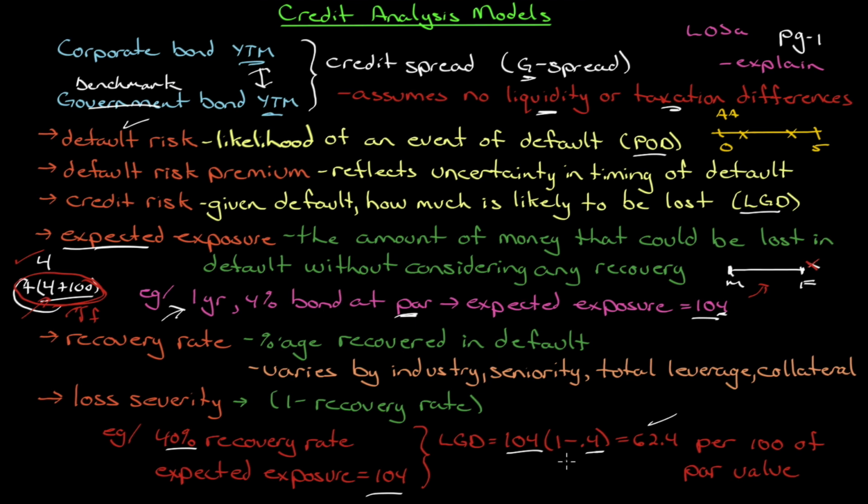So it's not just that we take the 100 and we say, well, if we have a 40% recovery rate, that means we'll get 40 cents back on the dollar, or $40 per 100 of par. We'll recover 40% of our expected exposure. That's why it's important to know how to calculate the expected exposure. Once we have that, we can apply the loss severity to it, 1 minus the recovery rate, to figure out what our loss given default would be.